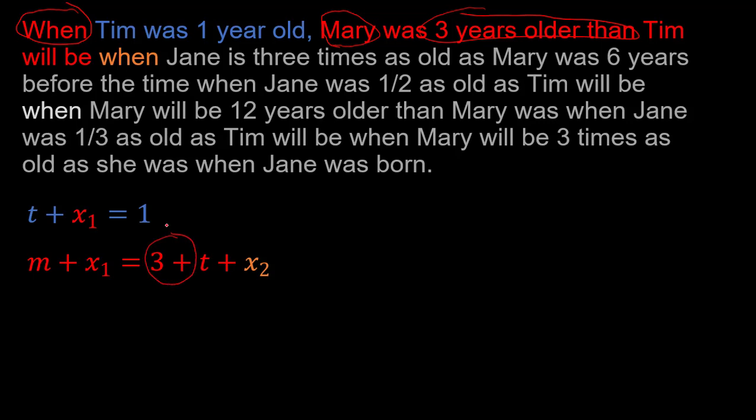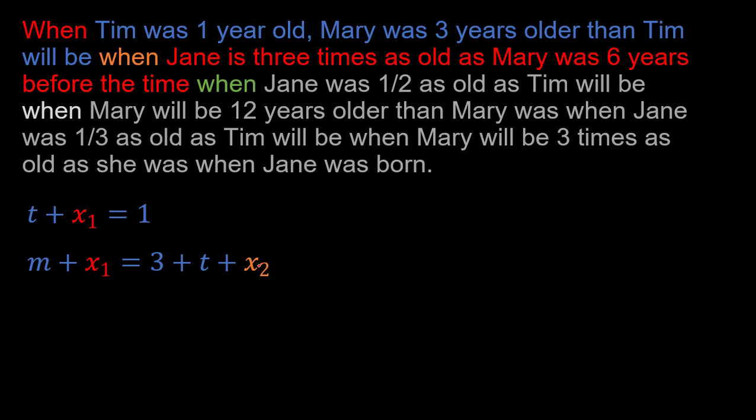Tim will be when. So again, this when here is going to correspond down to this x sub 2. And so Tim will be when is just Tim's current age plus x2, whatever this other when is. Okay, so that's our second equation. And moving on, we'll go ahead and turn that blue and move on to our next line here.